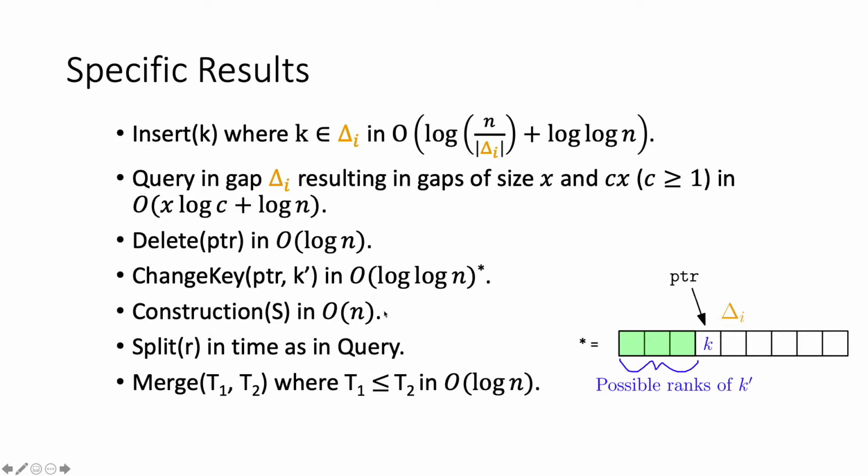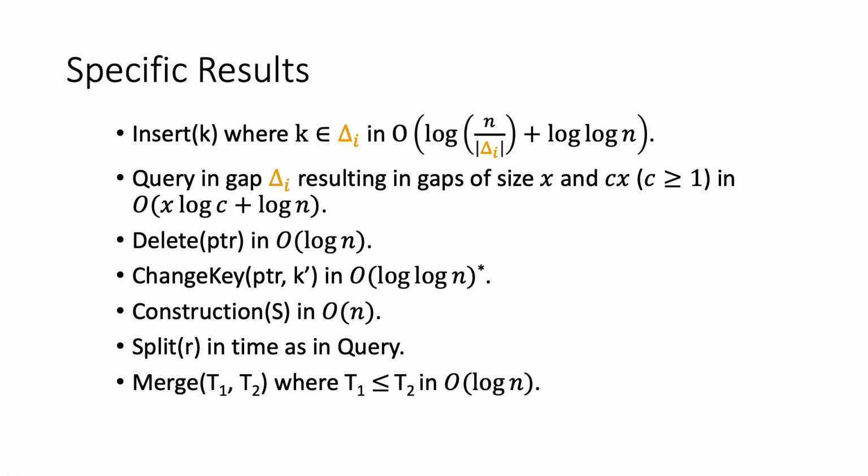Finally, construction we can do in linear time, so we can get rid of those log n factors if we have the set of elements initially. So split is going to be the same time complexity as query. The actual split part is just a biased search tree split, which fits in log n. And similarly, the merge is also going to be a biased search tree, binary search tree merge, and it will also take log n time.